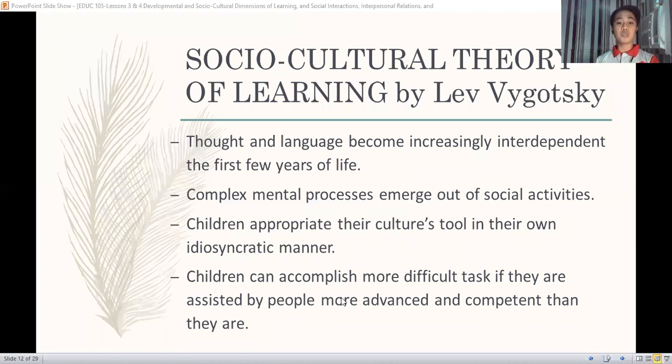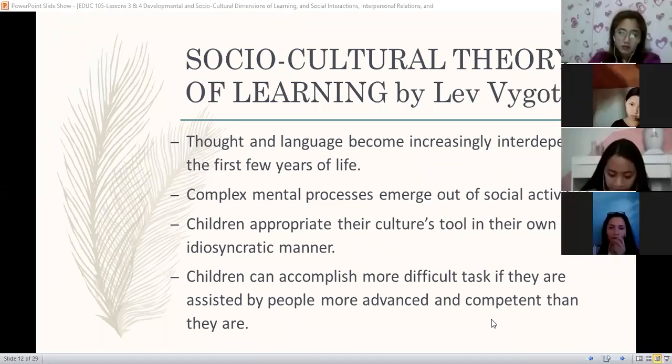Children can accomplish more difficult tasks if they are assisted by people more advanced and competent than they are. Ay, totoo. This is very true. Kaya kapag teacher ka, ikaw yon. Ikaw dapat yung more advanced and competent. Dahil kung pantay lang kayo ng level, oh my God, anong mangyayari? Walang learning. Do you agree?